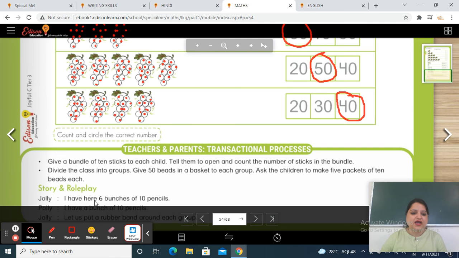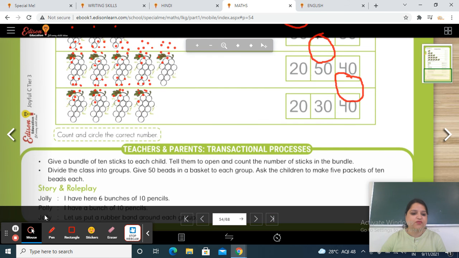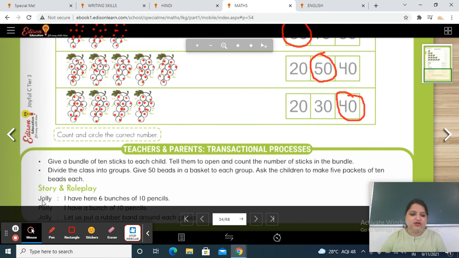Okay, story and role play. Jolly: I have here 6 bunches of 10 pencils. Polly: I have a bunch of 10 pencils. Jolly: Let us put a rubber band around each group. So these are the dialogues of Polly and Jolly. Jolly: I have here 6 bunches of 10 pencils.